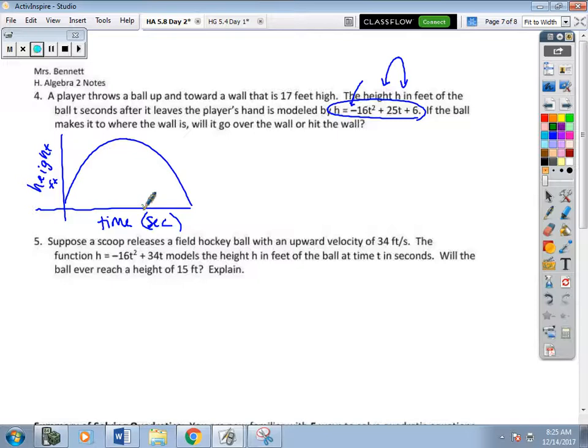So thinking about the problem, I want to know if it's going to hit the wall or if it's actually going to go over the wall. Well, if it goes over the wall, it has to be going higher than 17 feet, right? How do I find out what the maximum height that the ball will ever reach would be? How do I find out what the maximum height is? Say again? The equation. The B equation? What's that? What's that point called? Okay, so we need to find the vertex.